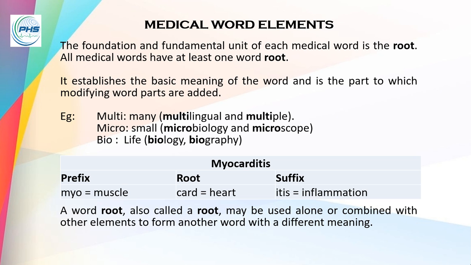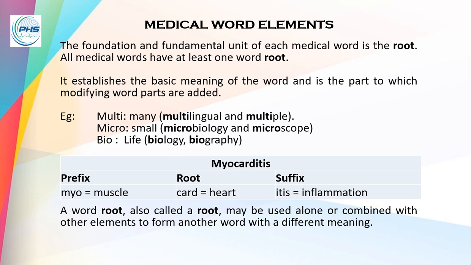Word root as micro. The meaning is small. The word examples are microbiology and microscope. Similarly, word root as bio. The meaning is life, and the word examples are biology and biography.